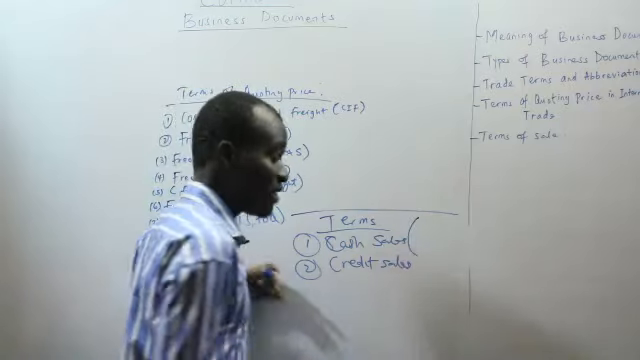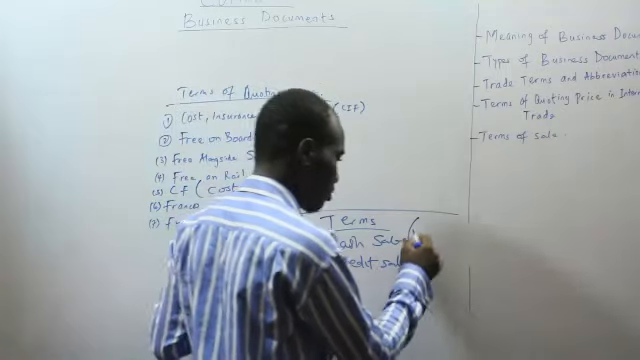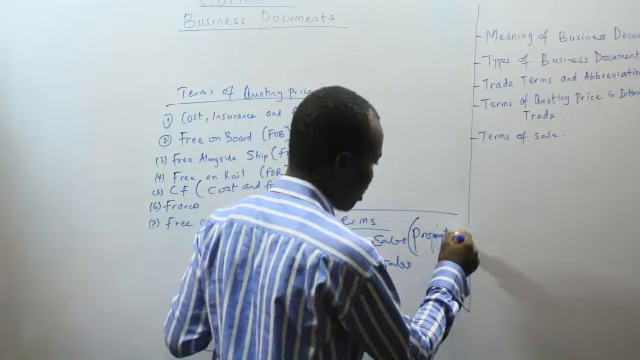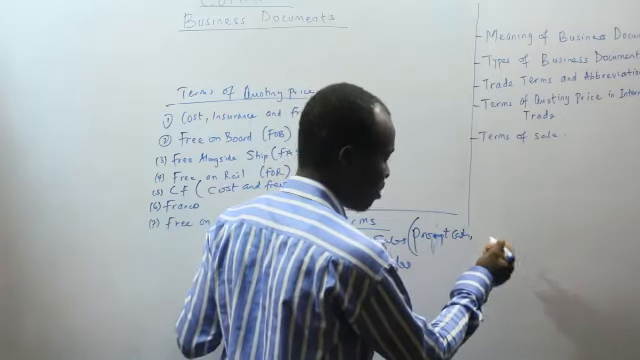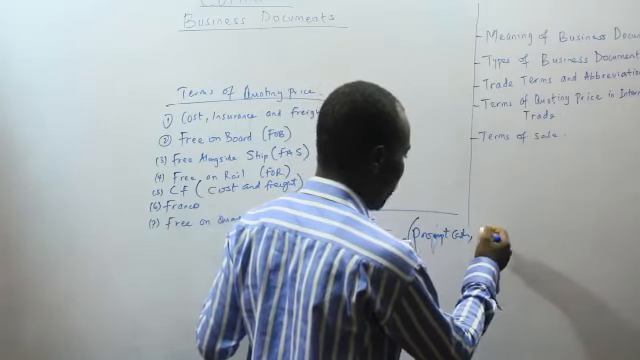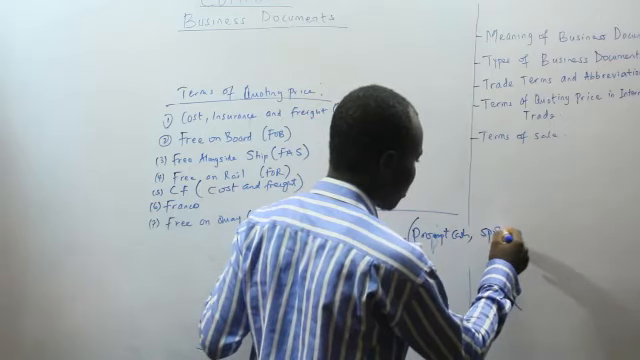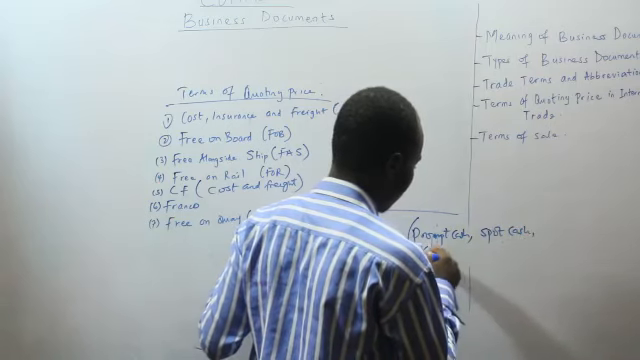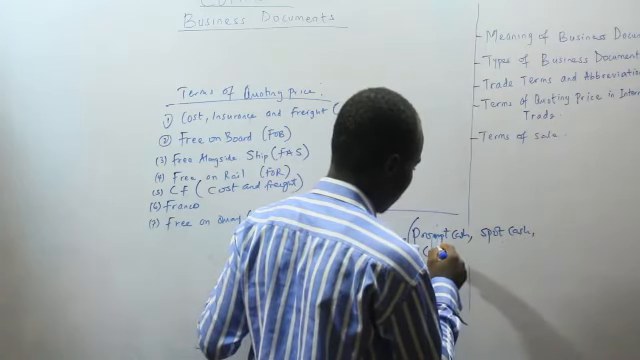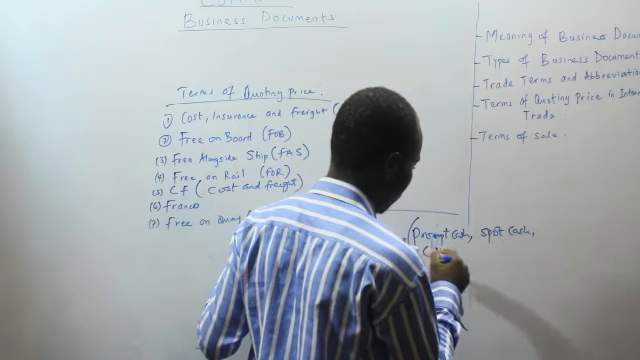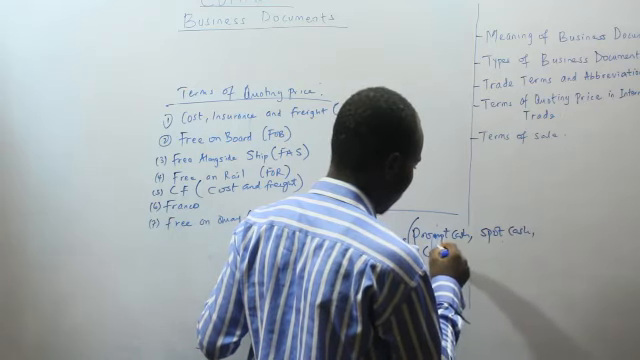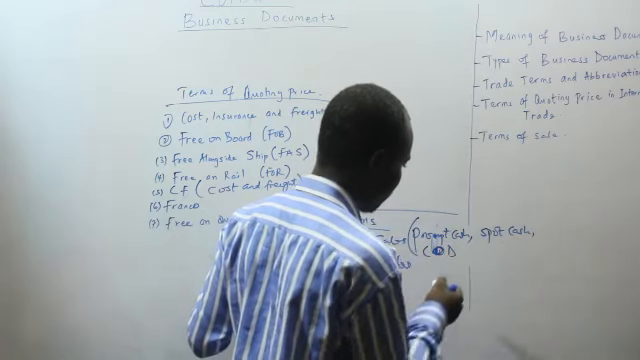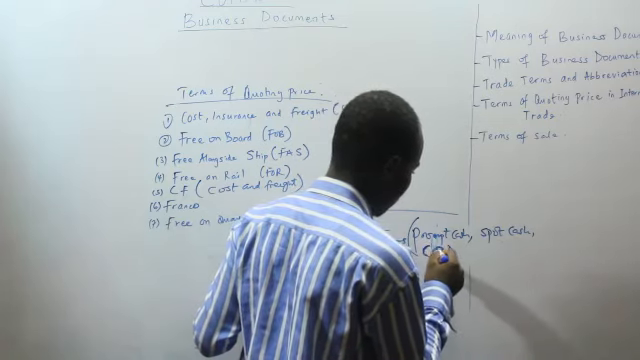There are different types of cash sales. We have prompt cash. You understand? We have spot cash. We have COD, that is cash on delivery.